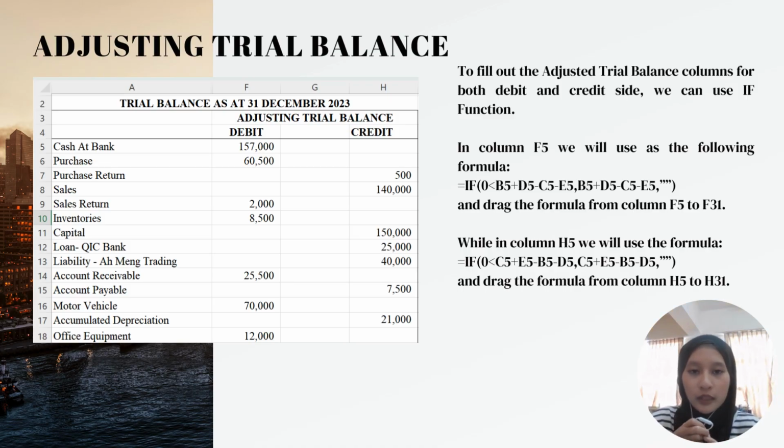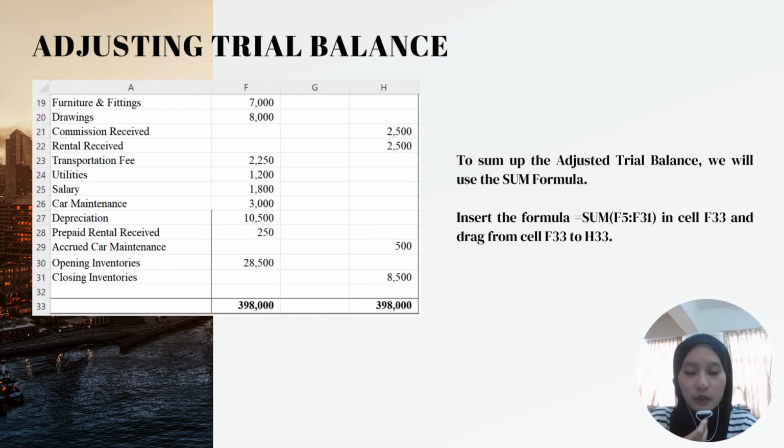To sum up the adjusted trial balance, we will use the SUM formula. Insert the formula equal to SUM, in bracket, F5 colon F31, in cell F33 and drag from cell F33 to H33.